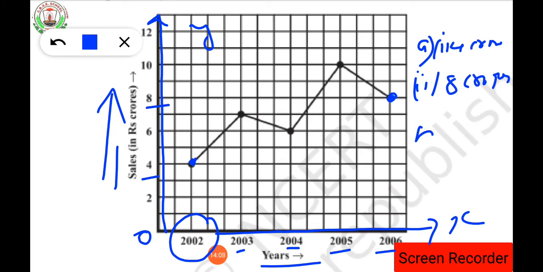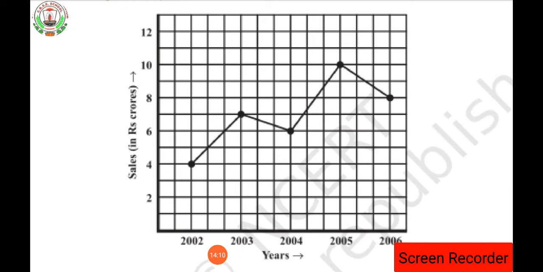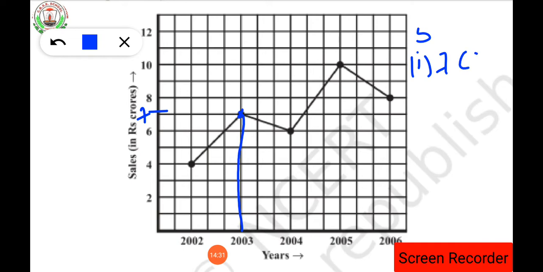Clear? Then in the same way for the B part of the question, what is asked? It is asked, what were the sales in 2003? So in 2003 the answer is between 6 to 8. The number will come to 7 crores. So for B part the answer will be 7 crores.